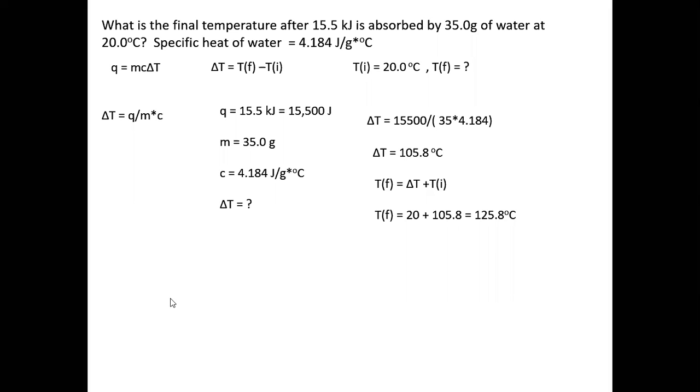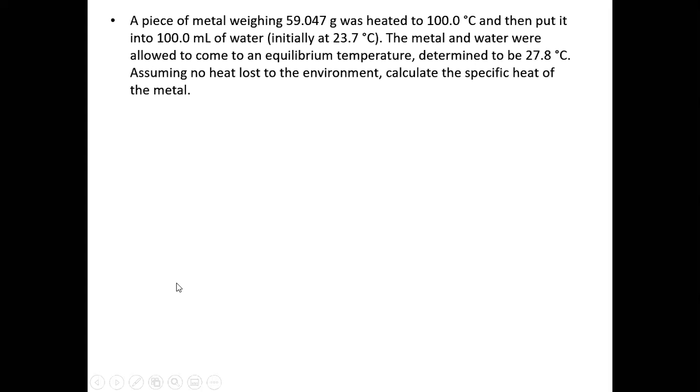Now this is a fairly straightforward calorimetry problem. The next problem is a little bit more involved. Here we have a piece of metal that weighs 59.047 grams. We heat it to 100 degrees Celsius. We put it in 100 milliliters of water, which has an initial temperature of 23.7 degrees Celsius. You allow some time, and the metal and water come to an equilibrium temperature of 27.8 degrees Celsius. The next part is very important: assuming no heat is lost to the environment, calculate the specific heat of the metal.